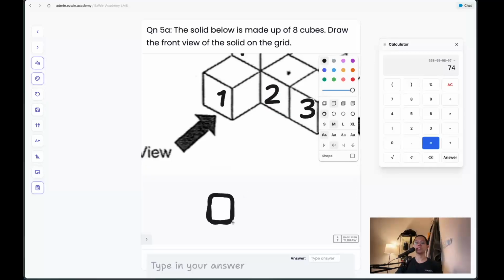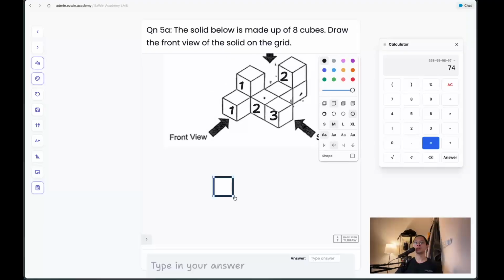So to draw this, it will look like this. 1, 2. So this is the bottom layer, 3, 1, 2, 3. And then the top layer will look like this. So that's the answer. It will look like this. Let's go to part B.